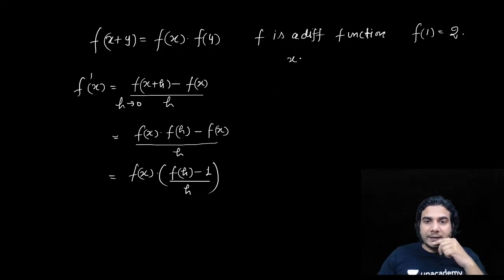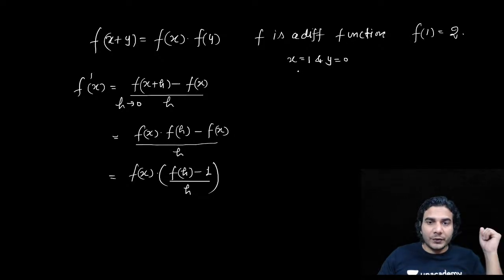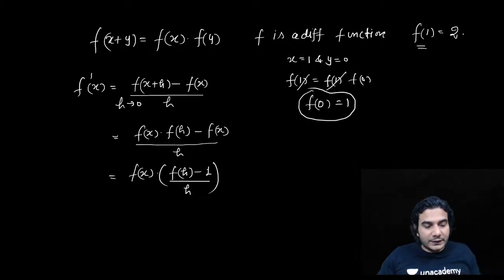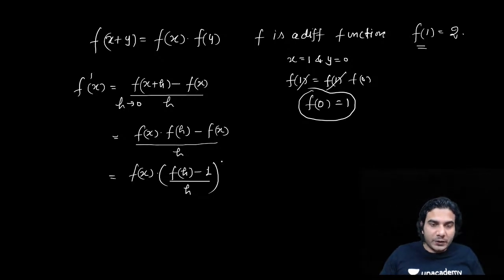So if I put x is equal to 1 and y is equal to 0, I'll get f of 0, right? Let's see. If x is equal to 1 and y is equal to 2, then I'll get f of 1 is equal to f of 1 into f of 0. f of 1 is given as 2, right? It's not 0, so you can cancel f of 1. So you'll get f of 0 is equal to 1. So like in the previous example, you're getting f of 0, in this case 1. F of 0 is 1. So you can write this number is equal to f of 0.